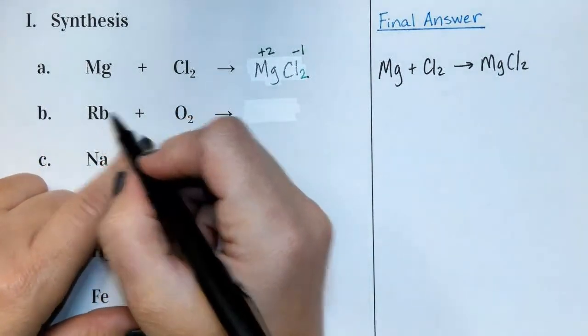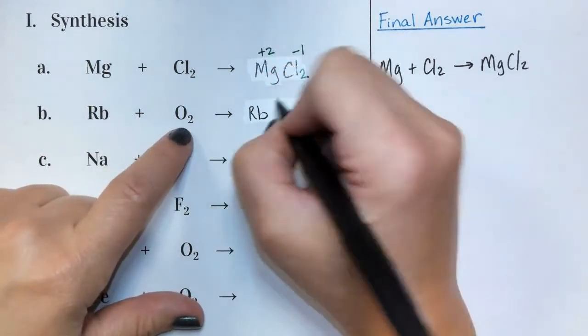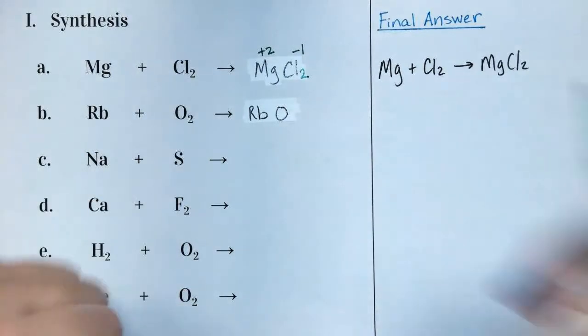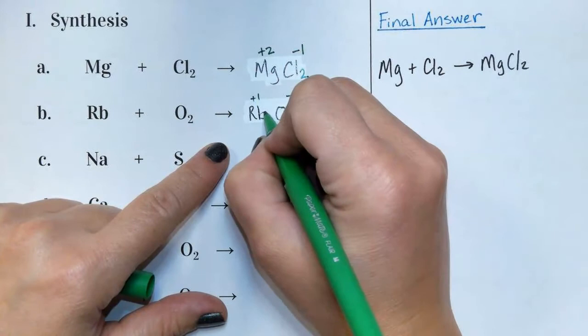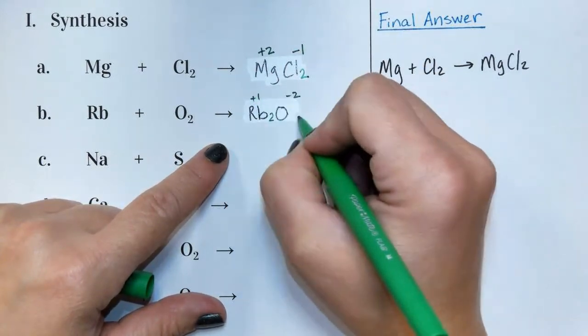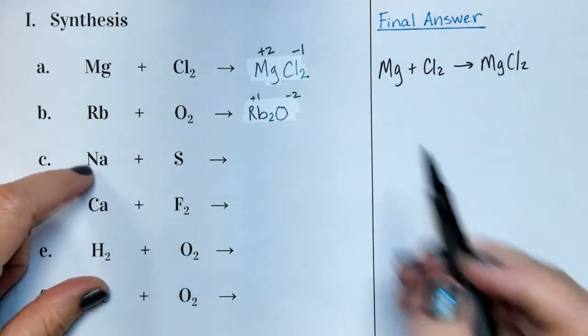Next is rubidium plus oxygen. I'm going to write rubidium, and then I'm going to write oxygen. And now I have to balance the charges. The charge of rubidium is +1, and the charge on oxide is -2, which means I'm going to need a subscript of 2 next to rubidium and 1 next to the oxide. Now I'll balance the coefficients.